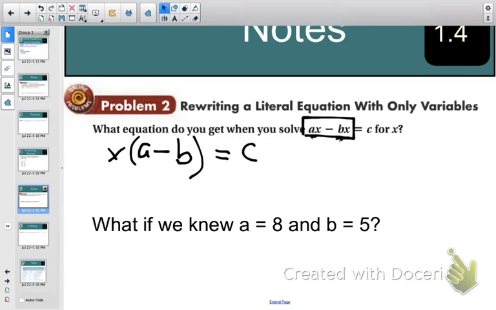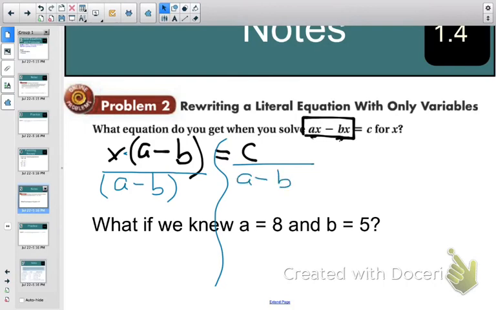So now to solve this, this is x times all of this. So really we want to leave x, so I'm going to divide by everything in the parentheses. To get rid of that times, I'm dividing. I'm going to divide by my parentheses a minus b. Don't really need those parentheses, but I'll put them there just for fun. Do the same thing to both sides. So now a minus b divided by a minus b, those are gone. And then we're just left with x on the left side equals c over a minus b.